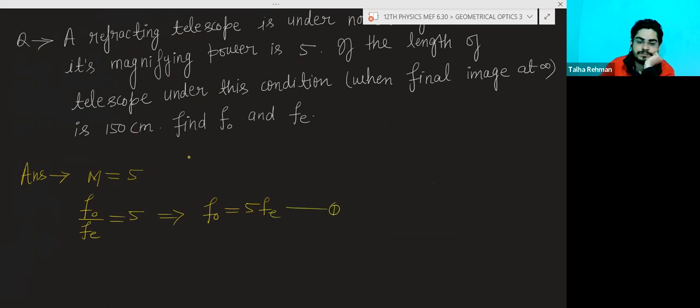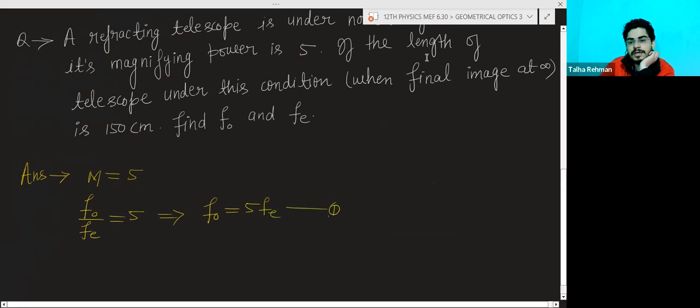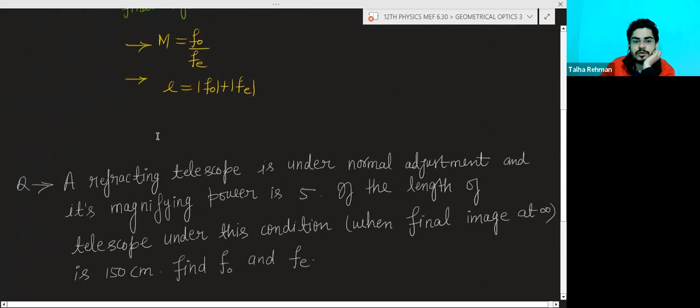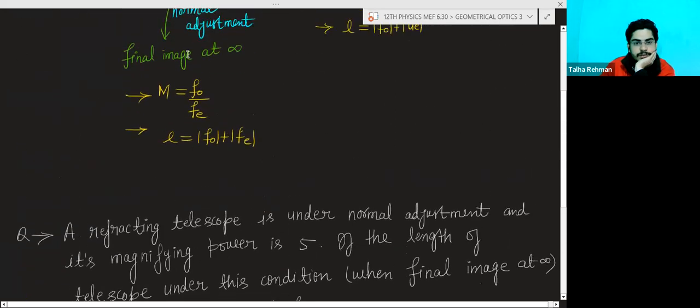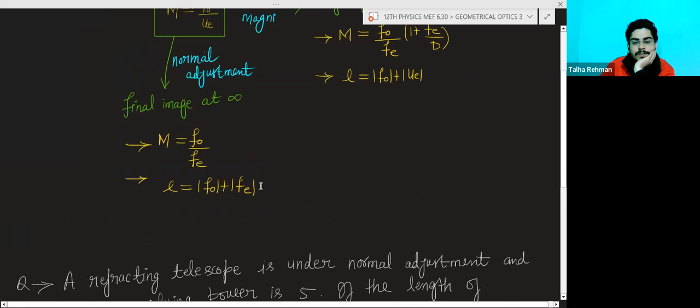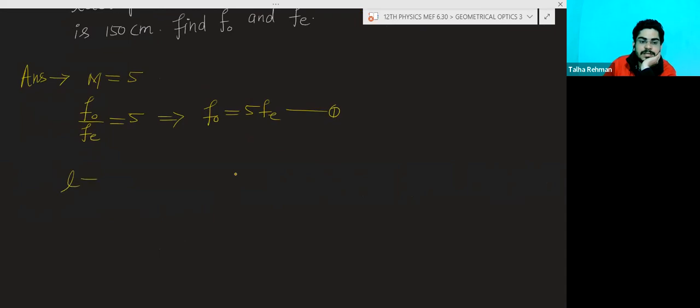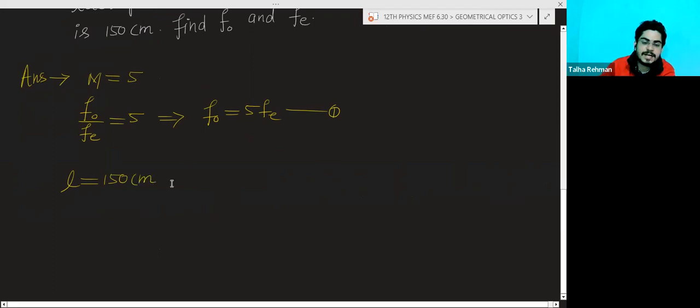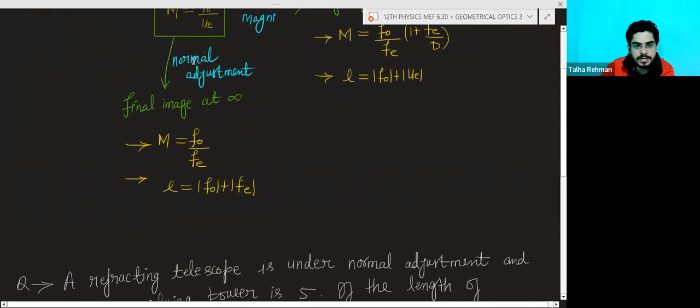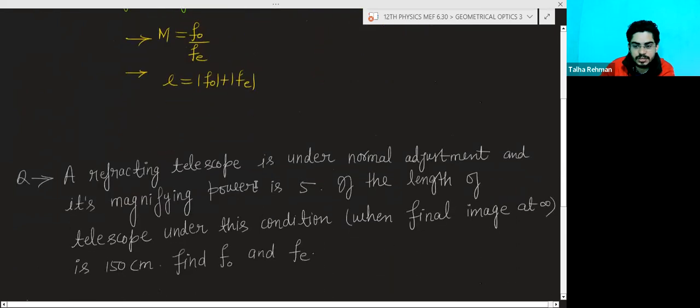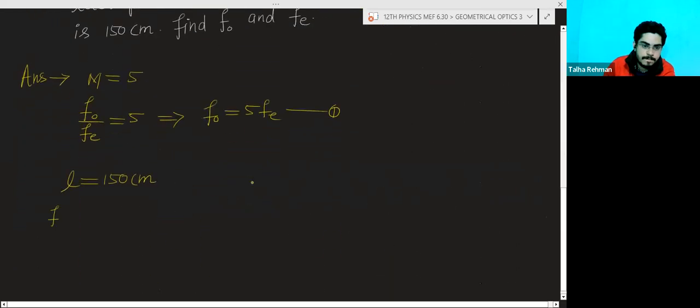Question number 1. Now what is given? Length of telescope is given. What is the length of telescope in case of the normal adjustment? FO plus Fe. You can remove mod now. So the length of telescope is 150 centimeter, given. So FO plus Fe is equal to 150 centimeter.